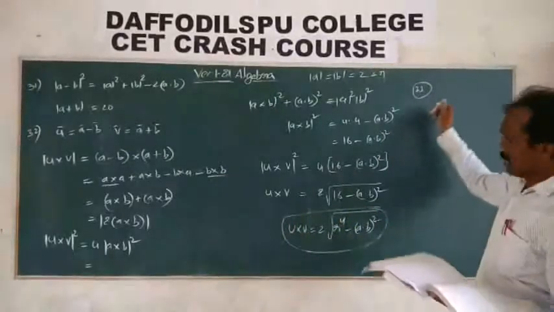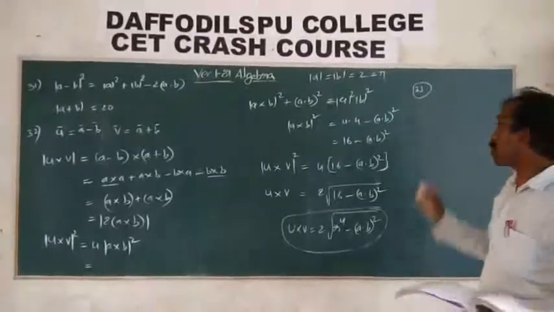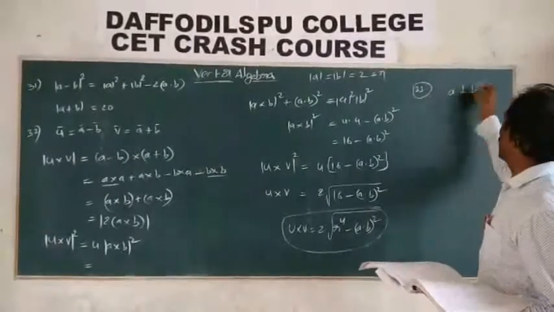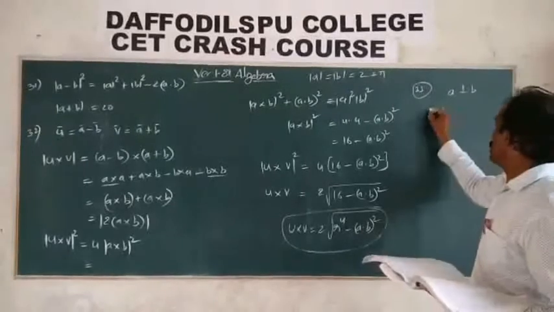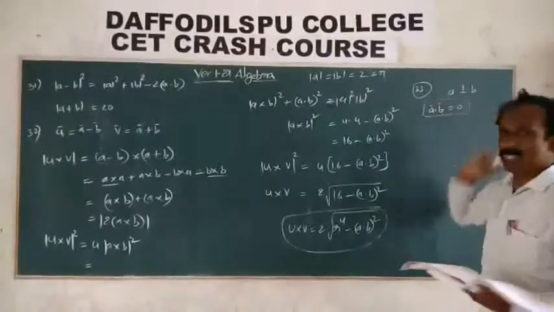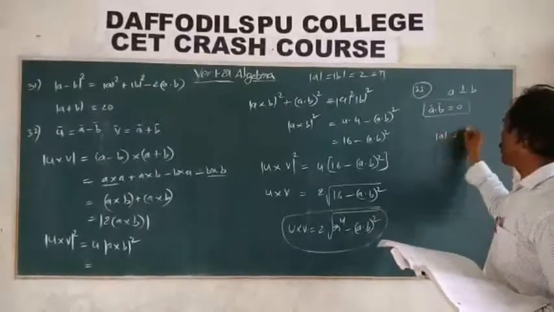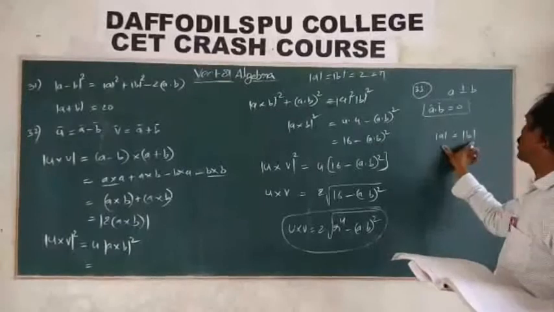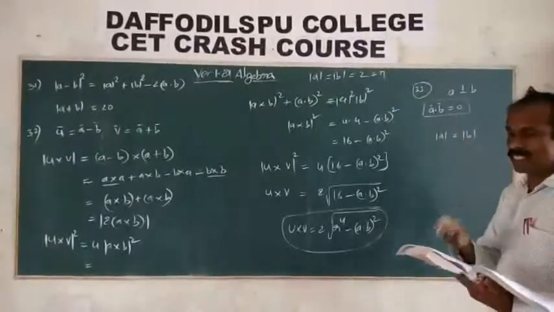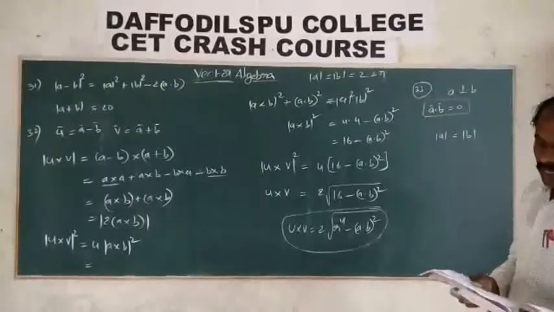Remember this also. 33: a vector, b vector are given orthogonal. Orthogonal means a and b are perpendicular. Perpendicular means a dot b is equal to 0, a bar dot b bar is equal to 0. Apply this concept. And modulus a, modulus b are also given. You apply these two conditions and you get the lambda and mu values. Do this one. Next one.